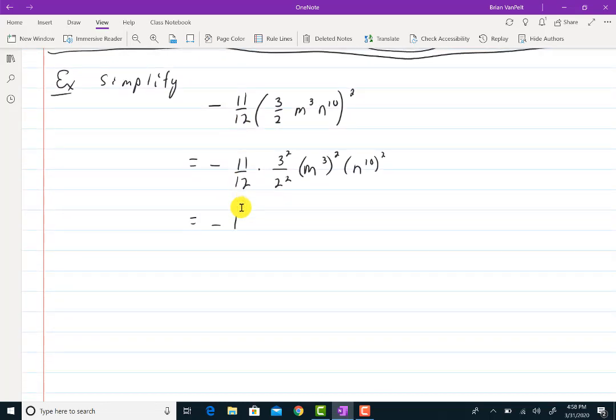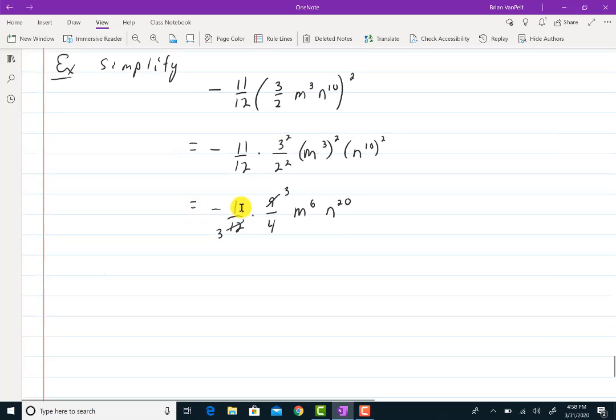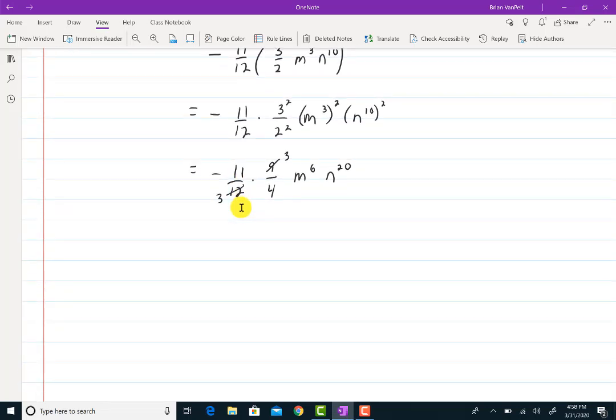So I have negative 11 over 12 times 3 squared is 9, 2 squared is 4. Then I'll have m to the 6th power. I'll do the 3 times 2 to get that 6. And then n to the 20th power. That's 10 times 2 gave me the 20th. So any simplifying that I can do, the only thing I see is that I can cancel a 3 out between the 9 and the 12. And so when I do that, I actually should put what's left over, a 4 there. I put my negative. 11 times 3 is 33, and 4 times 4 is 16.